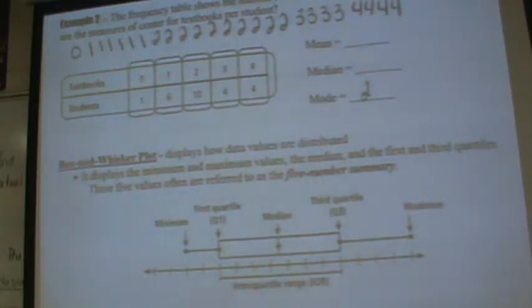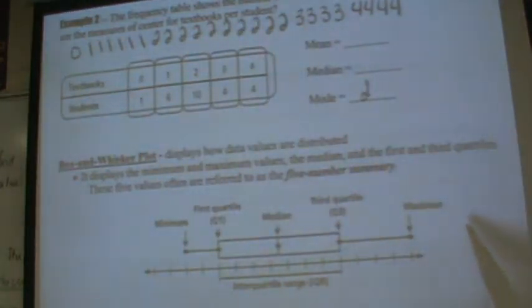Our median, we need to find our middle number. So we have 1 plus 6 is 7, plus 10 is 17, plus 4 is 21, plus 4 is 25. So we have 25 data points in our set. So we need to find the middle number of that 25. That's an odd number of values, so we know we're going to have an exact middle spot.